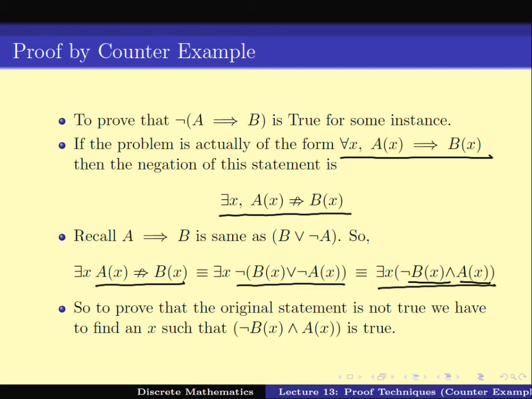So to prove the original statement is not true, we have to find an x such that this statement is true. And this is what we call proof by counterexample. This is one of the few cases where an example can give you a proof. So we'll see a couple of example problems in this case.